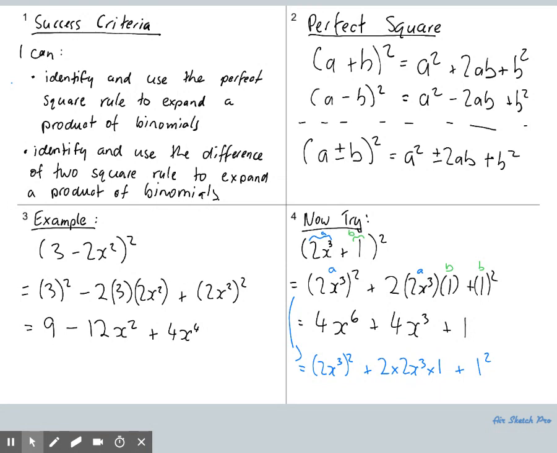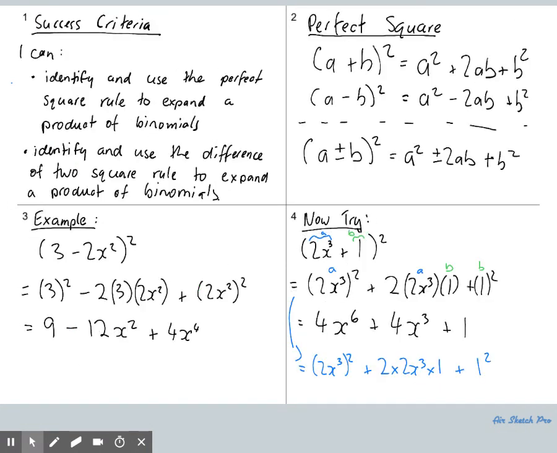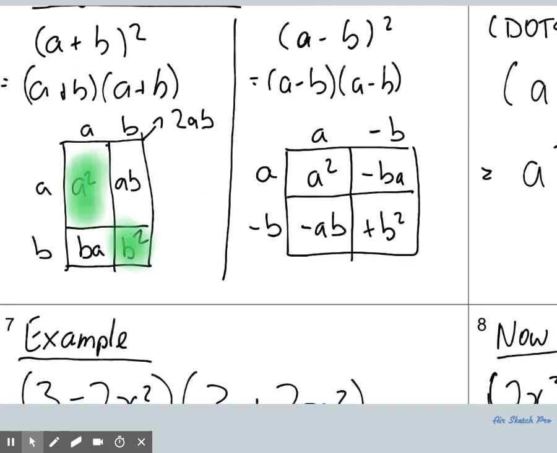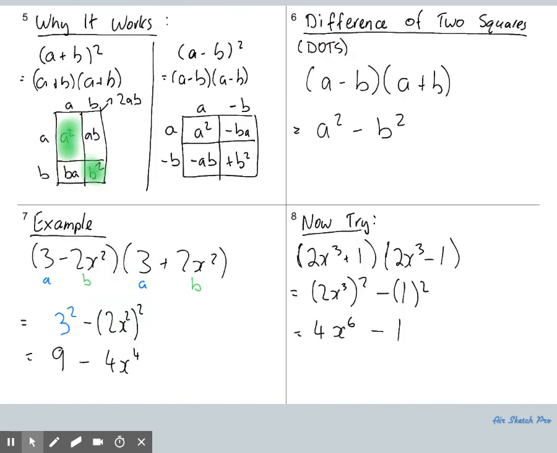Everything I've done is completely consistent with expanding brackets. Here, if I go for an expansion, a plus b all squared, and just treat it like a plus b times a plus b, you can see that it does give me a squared plus 2ab plus b squared. So technically, you could go through the rest of your mathematical life just using binomial expansion and never knowing what a perfect square is and never knowing what a difference of two squares is.